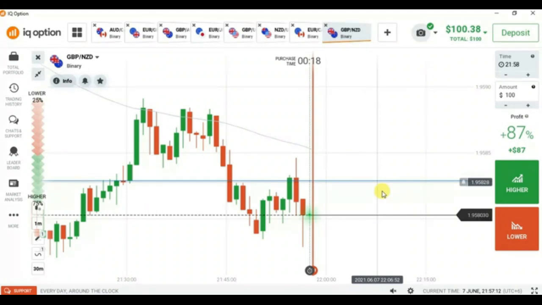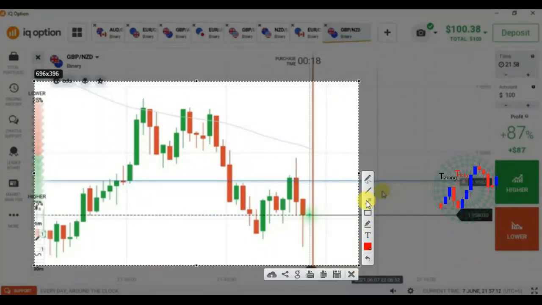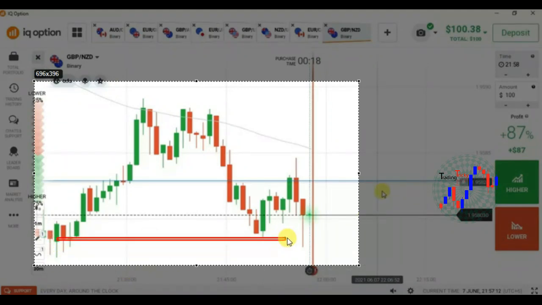Again, do not invest money that you can't afford to lose. So I'm going to start trading using $100. Let's analyze this market. If you observe this market, we have some levels here. This is a level.